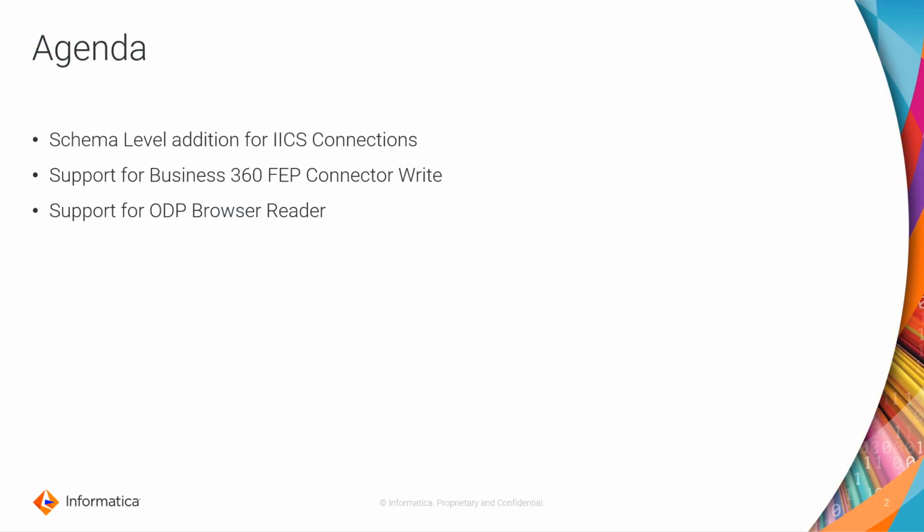Today's agenda, we're going to be looking over three new additions that have come as part of the November release. The first is a schema level addition for IICS connections, specifically when looking at the metadata command center where we can pull information from. The second is support for the Business 360 FEP connector write. And the third is support for the ODP browser reader, which we'll get a little bit more into here shortly.